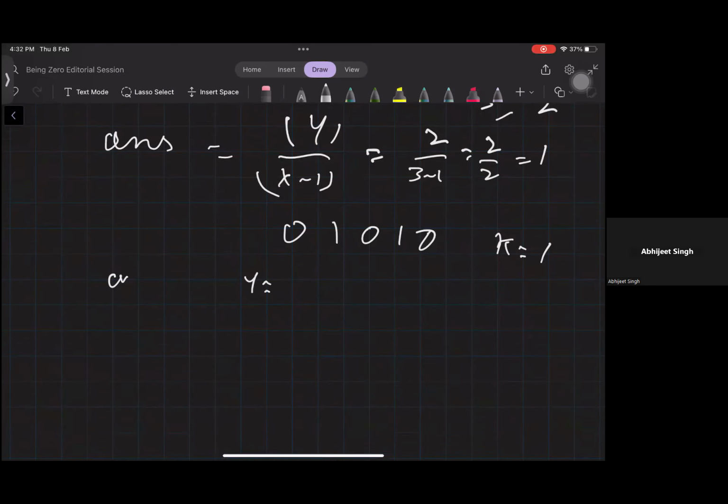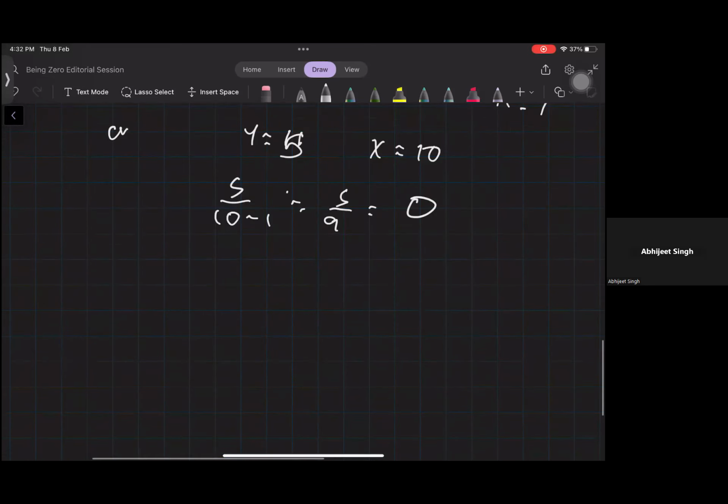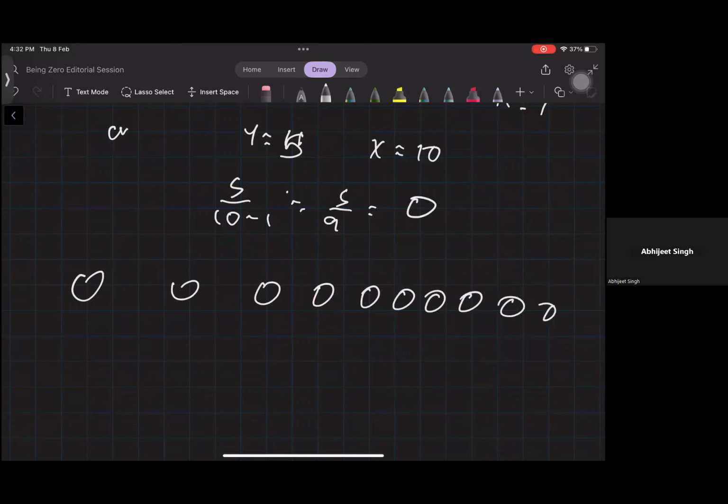For the next one, let's try. We have y as 5 and x as 10. So 5 by 10 minus 1, which is 5 by 9, and as our division takes only the integral part, this will be 0. Let's see this by placing. We have 10 zeros, 1, 2, 3, 4, 5, 6, 7, 8, 9, 10. We start placing 1s, we have 5 ones. Now we can't place any more ones. Between these two zeros, there's no 1. So k will be 0 over here, which according to the formula we're getting right.